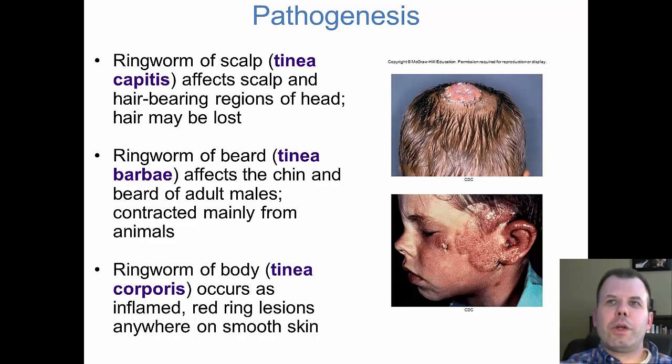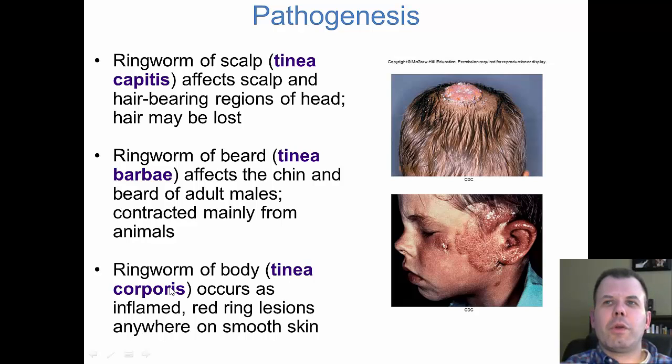The second one is the ringworm of the beard, typically Tinea barbae, and again affects the chin and beard of adult males, contracted mainly from animals. A lot of times, especially guys that shave, can get these different types of infections due to the spores getting into the hair follicle. Typically, we see this especially in people that work with a lot of animals or have animals that also have infections. And so you may see this.